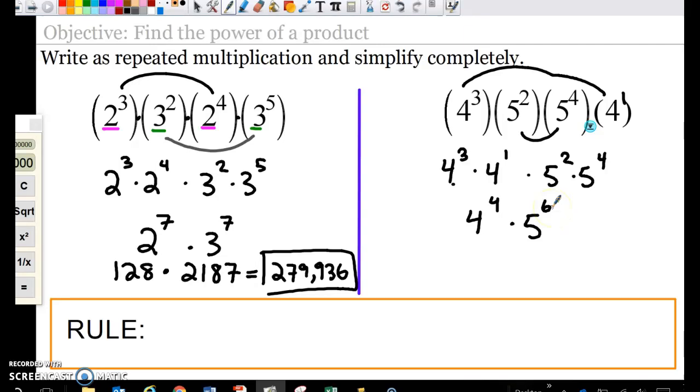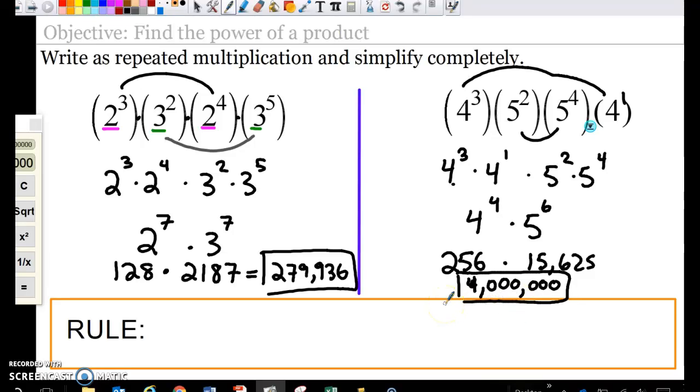Well, 4 to the fourth power is 256. I'm using my calculator to get these numbers, if you're wondering how I'm getting these so fast. And 5 to the sixth power is 15,625. When I multiply those together, I get 4 million. Right on the money. So, the rule is multiply by same base, add exponents. You can rearrange as much as you need to make this work.